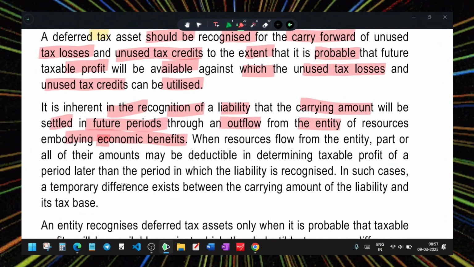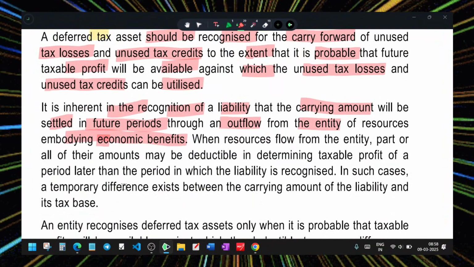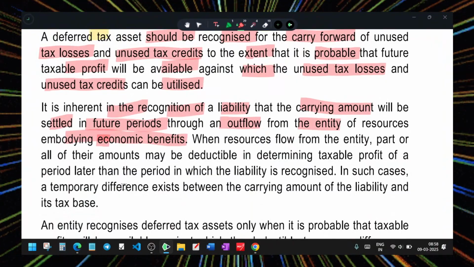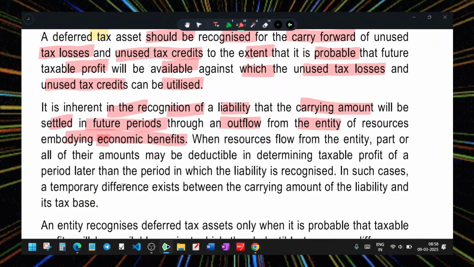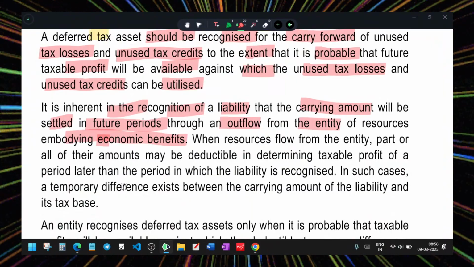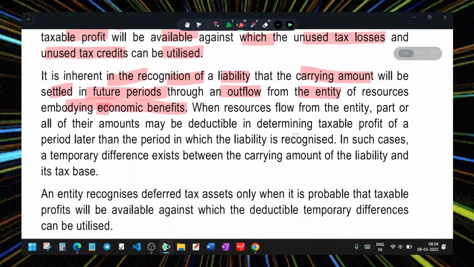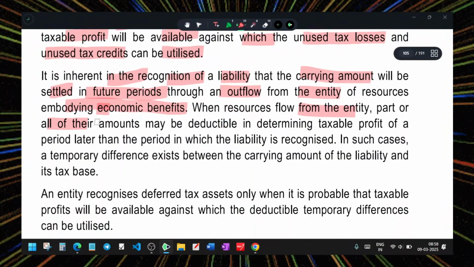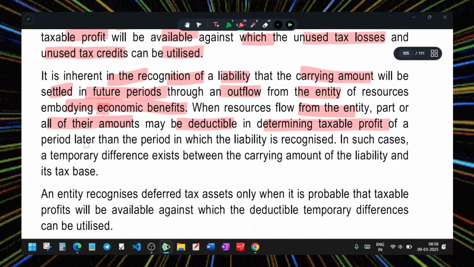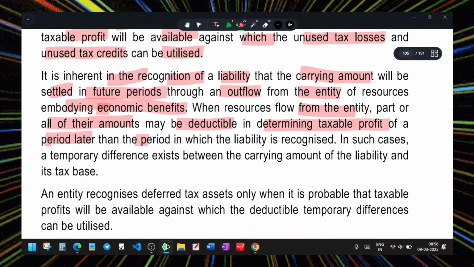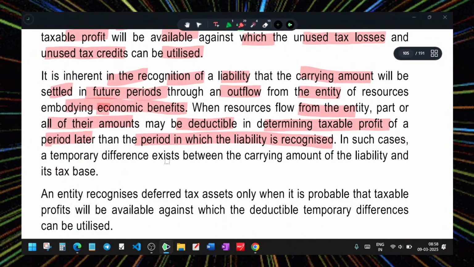Hey, I need to pay tax. For paying the tax, I need to pay money. That is an outflow of resources. That can be knocked off. No issue. I don't need to pay. When the resources flow from the entity, part or all of the amount may be deductible in determining taxable profit in a period later than the period in which the liability is recognized.